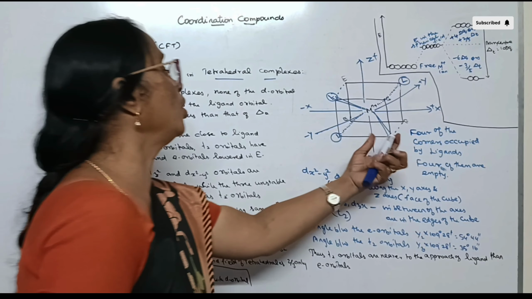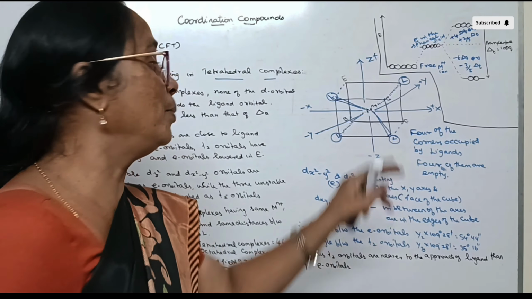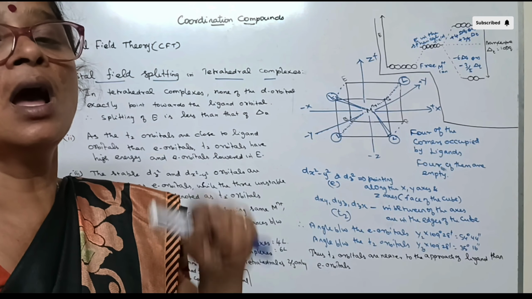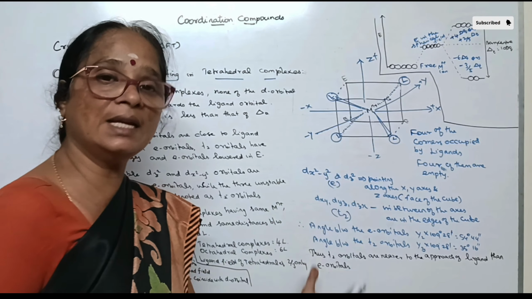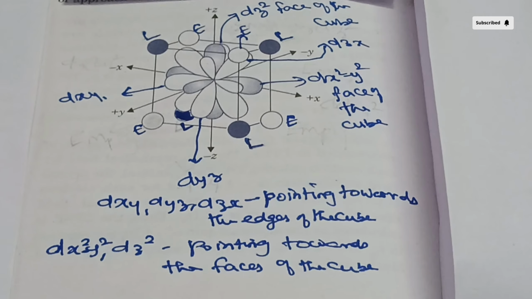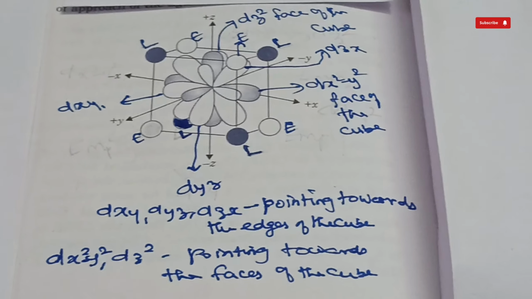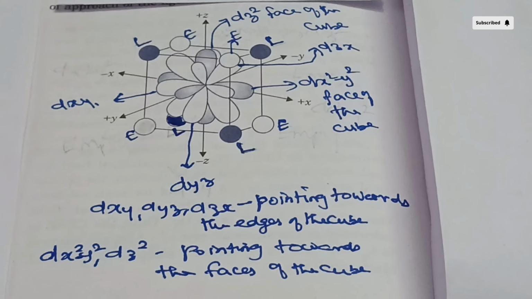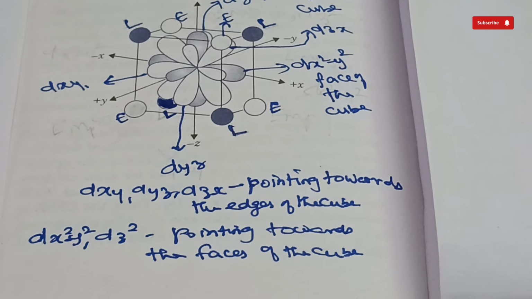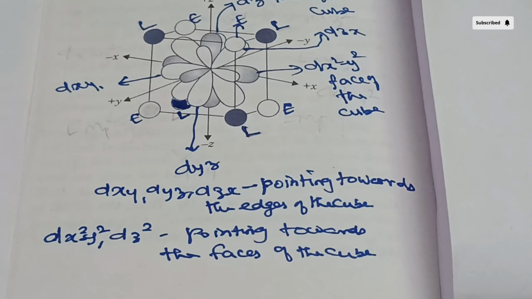How such orientation takes place between the metal ion and the ligand can be explained on the basis of the d orbitals. The center of the cube is occupied by the central metal ion, and the d orbitals of the central metal ion are projected in different directions of the cube.